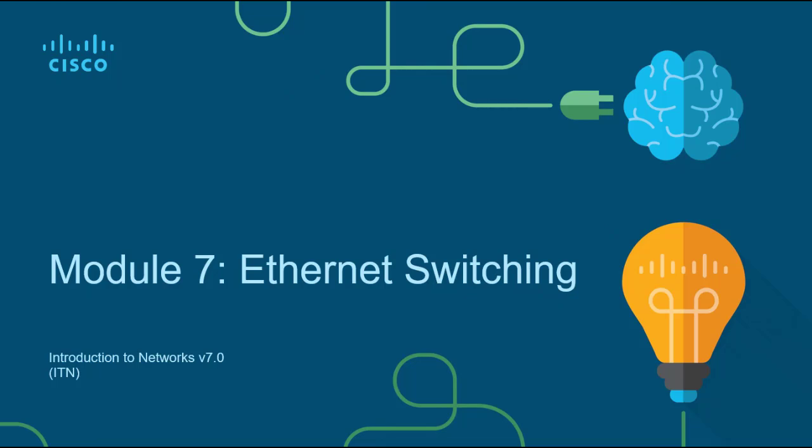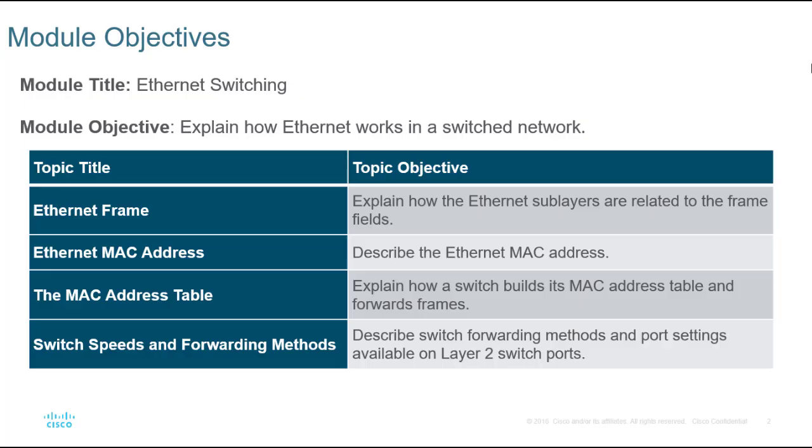Hello and welcome to ITN Module 7, Ethernet Switching, which is one of the most common LAN technologies, one reason for which is the high bandwidth capability of Ethernet. This module will teach you how to dissect the fields of an Ethernet frame, as well as make you familiar with Ethernet MAC addresses, how a switch uses them to forward frames, and Layer 2 switch port settings.